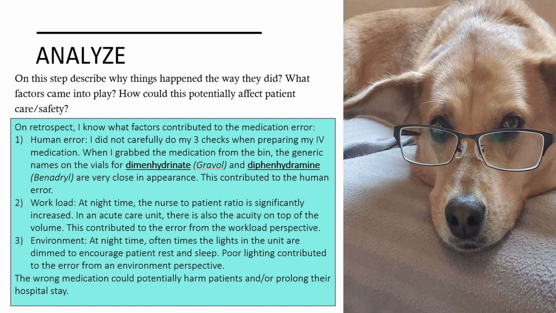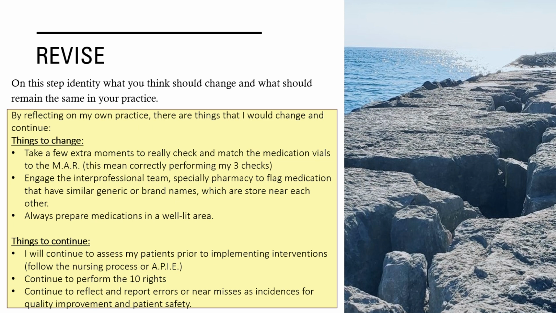And number three, the environment. At nighttime, oftentimes on the units, we try to dim the lights to encourage patients to fall asleep and get some rest. And I think that poor lighting contributed also to the visibility and to the medication error as well. So the wrong medication could have potentially harmed patients and prolonged their hospital stays. Absolutely. So R is for revise.